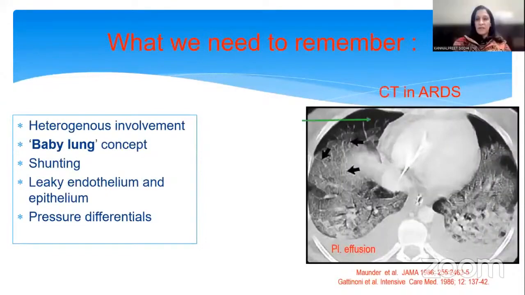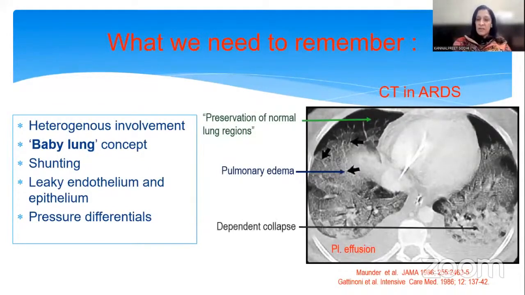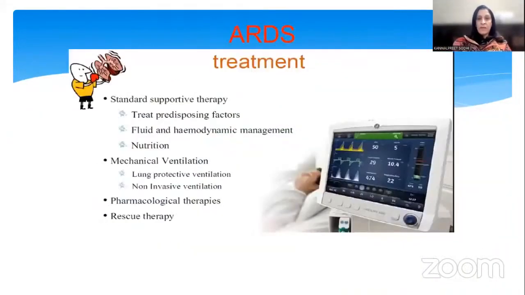A heterogeneous involvement of the lung. When we look at the CT scan in ARDS, it must have been already discussed. This preservation of normal lung regions, there can be pulmonary edema or there can be dependent collapse and associated pleural effusions in the lung. So all these lead to a small baby lung, what is known as the baby lung concept. Then we ought to remember that there can be VQ mismatch and shunting, the leaky endothelium and epithelium, and the pressure differentials, which all are going to affect the ventilation.